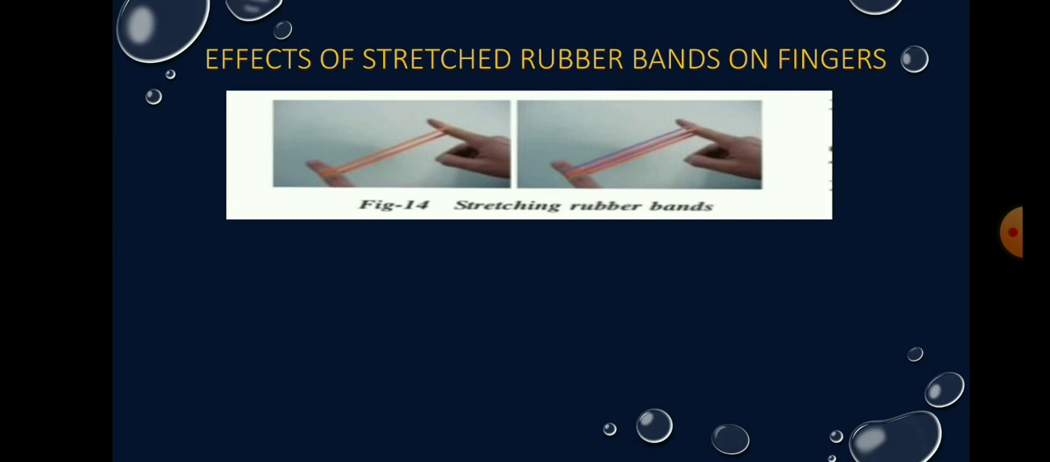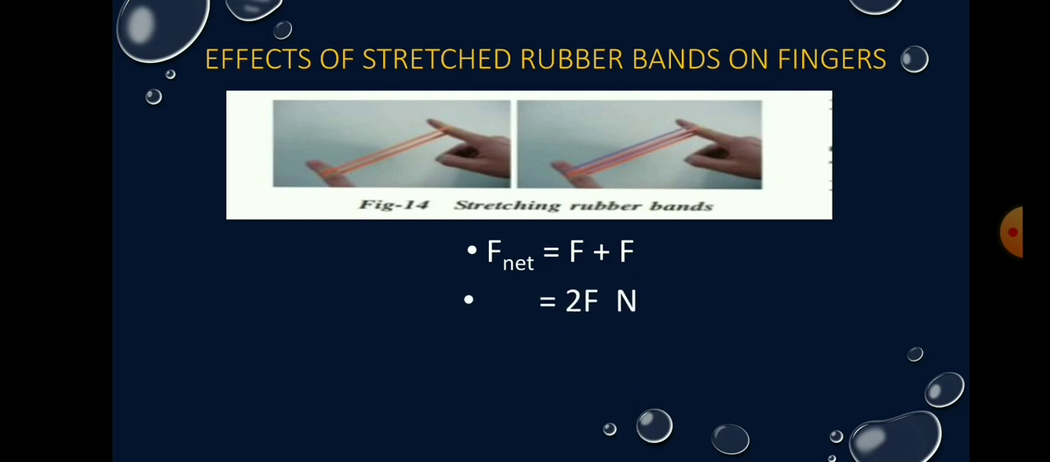Now we increase the number of rubber bands around your fingers. What happened? The force exerted by the rubber bands also increases. Now we consider the force exerted by one rubber band is F units, and the force exerted by the second rubber band is also F units. Here the net force exerted by the two rubber bands is equal to F plus F, that is equal to 2F newtons.